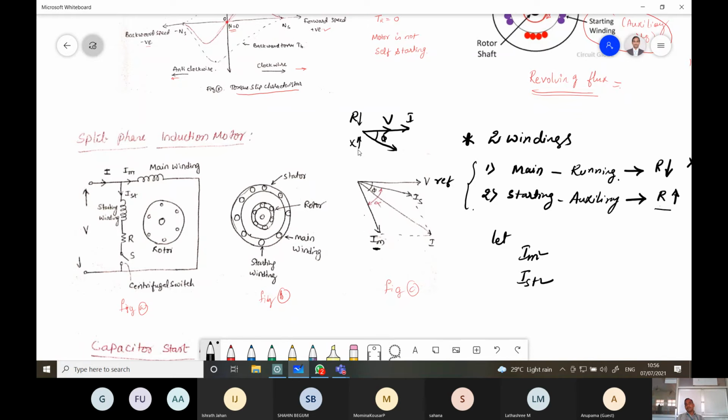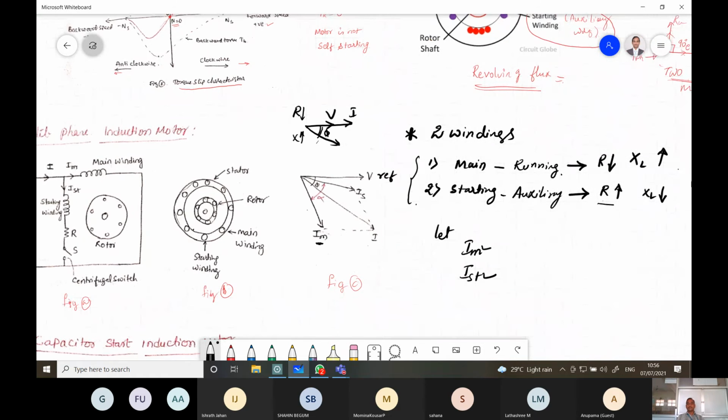If you increase the reactance, the angle is also going to be large. So compare here. In case of the main winding, XL is high, so the current is lagging. The angle between the voltage and current Im is more compared to the voltage and Is, because Is has a high resistance and less reactance, so it is almost nearer to unity. Therefore the angle between the voltage vector V and the starting current vector is very small.